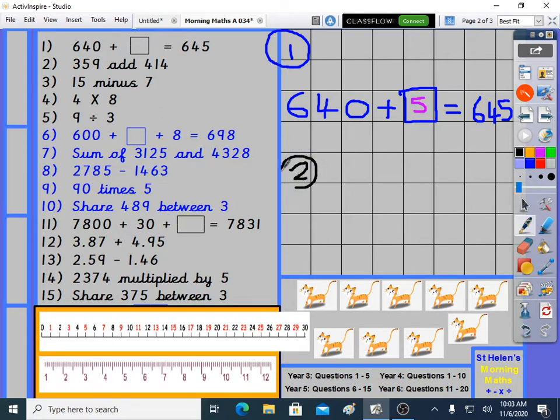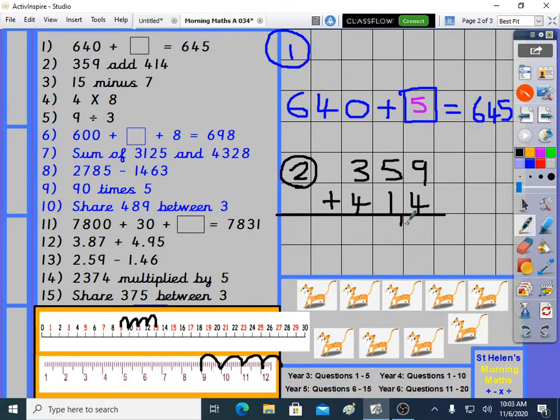Question 2. Our column addition that we've been practicing in year 3. 359 plus 414. 9 plus 4. I'll do this on the number line. Let's try this one. 9 plus 1, 2, 3. Oh, I've run out of space. 4 would be 13, wouldn't it? I'll check it on the other one. 9 plus 4. 9 plus 1, 2, 3, 4. 9 plus 4 is 13.